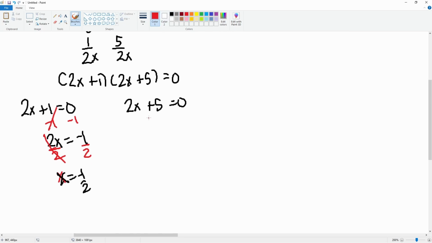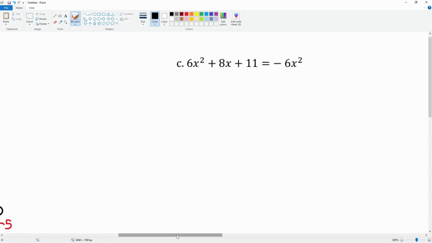The next one, 2x plus 5 equals 0. We're going to subtract 5 from both sides. This does cancel, leaving you with 2x is equal to negative 5. Then you want to divide both sides by 2 because this is attached via multiplication. This cancels, leaving you with x is equal to negative 5 over 2.